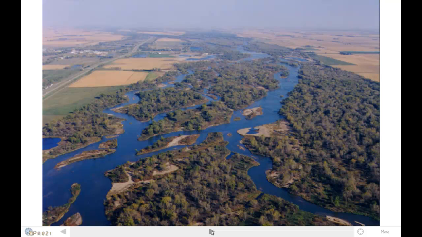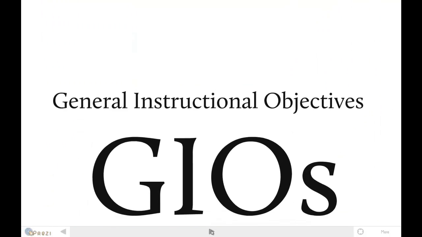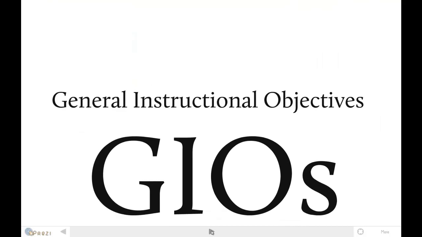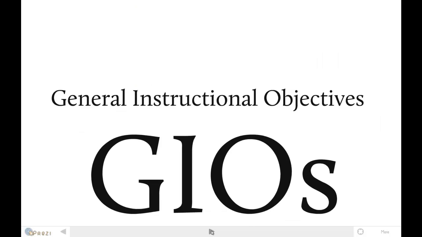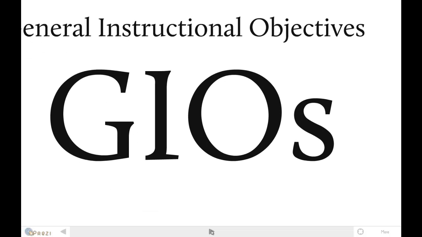Those limited concepts, the ones we feel are most important in our course, become the pillars that hold up the curriculum. They are the general instructional objectives, or GIOs. The GIOs are the big pieces of content, the cognitive, psychomotor, and affective outcomes we feel are most important for our students to understand at a deep level.